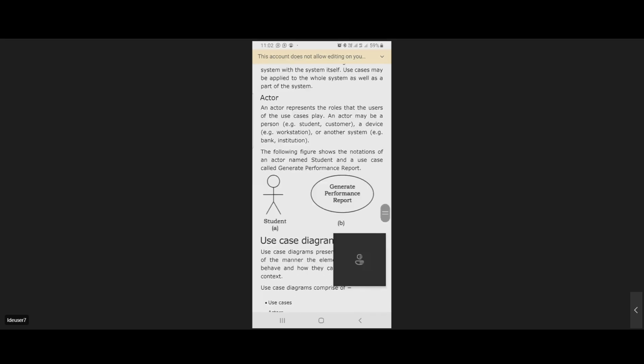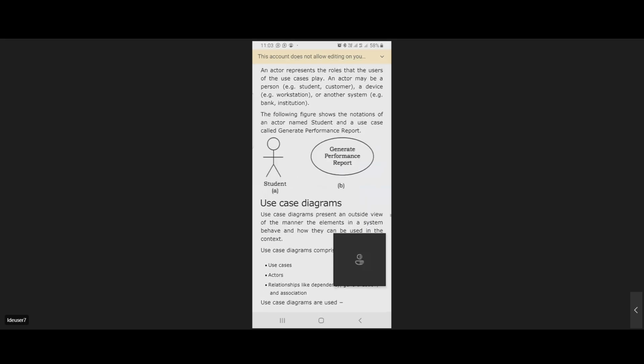In the use case, we have an actor, which represents the role that the users of the use case play. An actor may be a person, such as a student or a customer, a device such as a workstation, or another system such as a bank or institution. The following figure shows the notations of an actor named student and the use case called generate performance report.